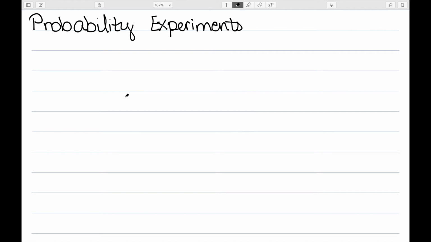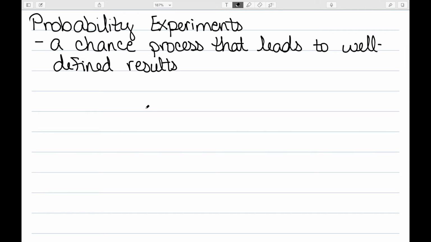In this video, I want to give some of the basic definitions related to probability. The first of these is a probability experiment. A probability experiment is a chance process that leads to well-defined results. Some examples would include flipping a coin, rolling a die, or picking a card from a deck of cards.